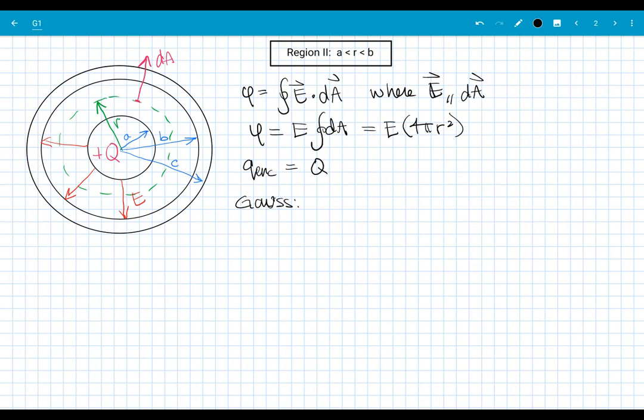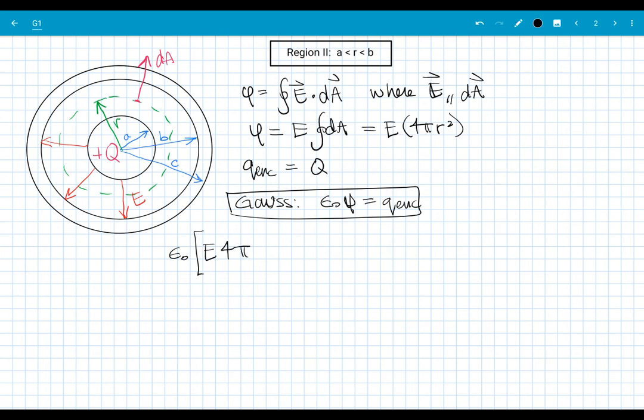Gauss's law tells me that epsilon naught times my flux is equal to the enclosed charge. So let me sub into that. Epsilon naught times flux, and flux here for me is again E times 4 pi r squared, is equal to my enclosed charge, which this time is Q. So if I solve for E, I get something that possibly is familiar to you, which is Q over 4 pi epsilon naught r squared. That's otherwise known as KQ over r squared.